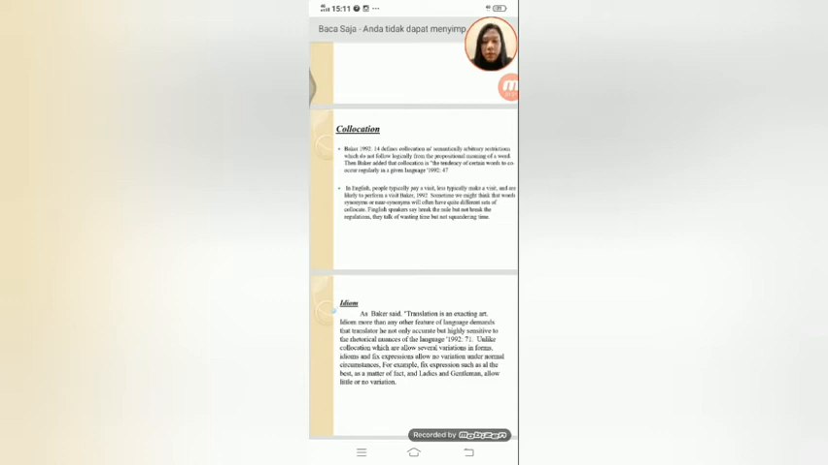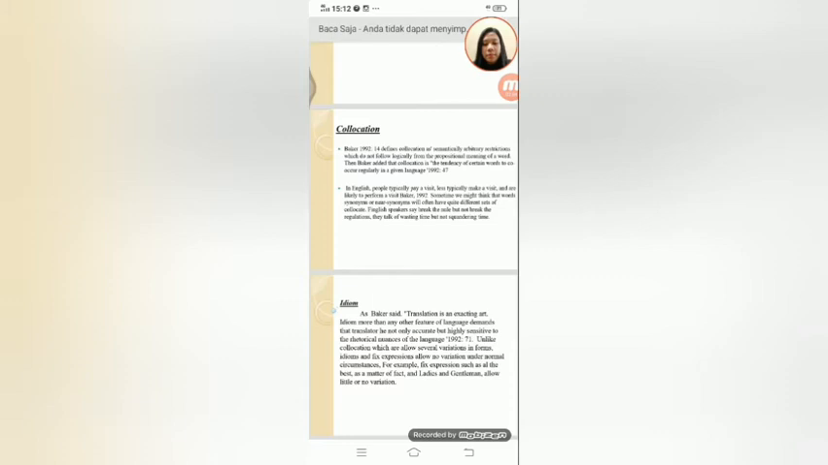In English, people typically pay a visit, less typically make a visit, and are unlikely to perform a visit. Sometimes we might think that words, synonyms, or near synonyms will often have quite different sets of collocates. English speakers say break the rule but not break the regulation. They talk of wasting time but not squandering time.